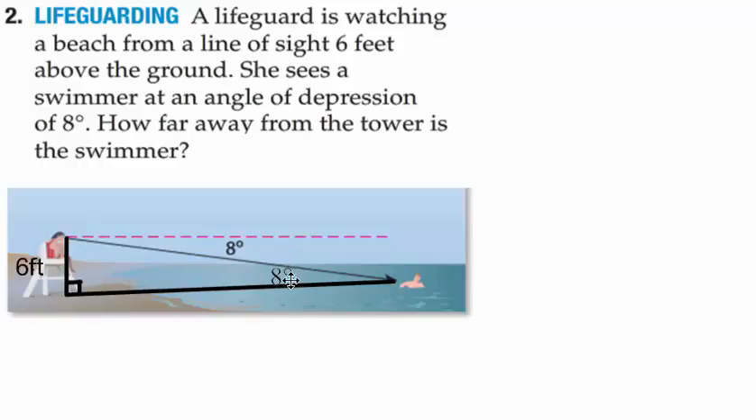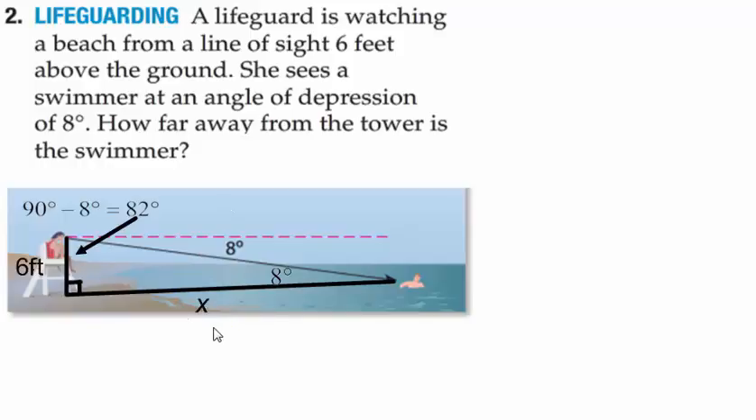So this angle right here should be 8 degrees because these are alternate interior angles and these lines of sight should be parallel lines. Or we can use that information that this should make a right angle and subtract 8 degrees to find 82 degrees here. It doesn't really matter.